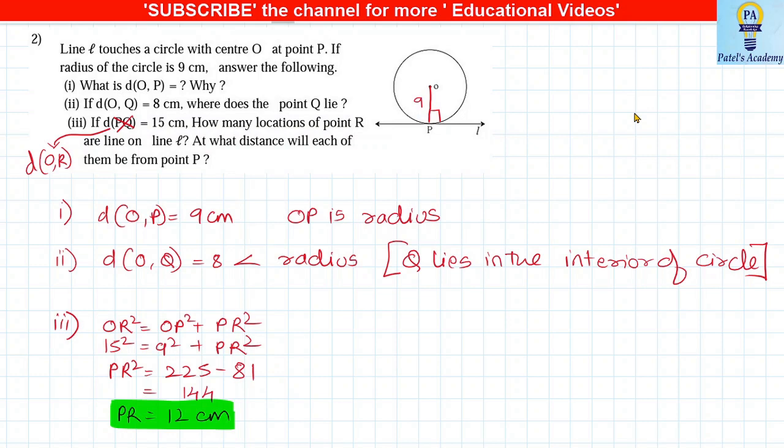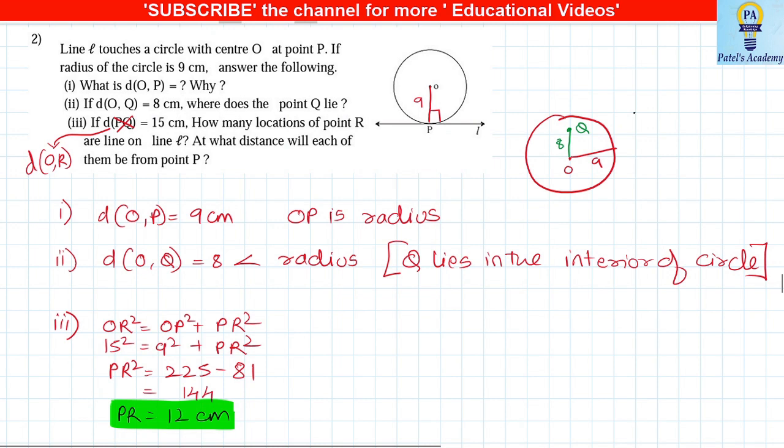Now for the second question we need to understand a very simple concept. This is O, the radius is 9. Now if I have a point Q whose distance is 8 centimeters, it will be till here only, because 8 is smaller than 9. So if distance OQ is 8, which is smaller than the radius, then that point has to be in the interior of the circle. If the point is at a distance of, say, 12 centimeters or 11 or 10, then that point is going to be in the exterior of the circle.